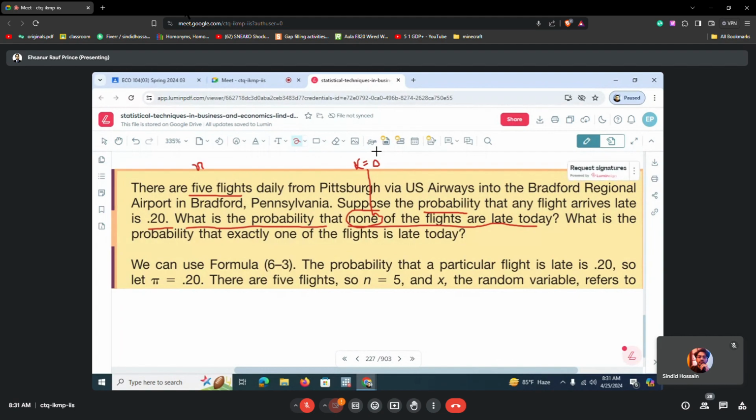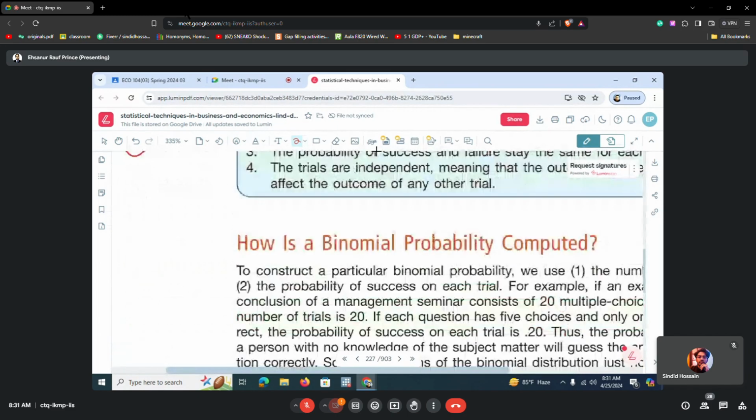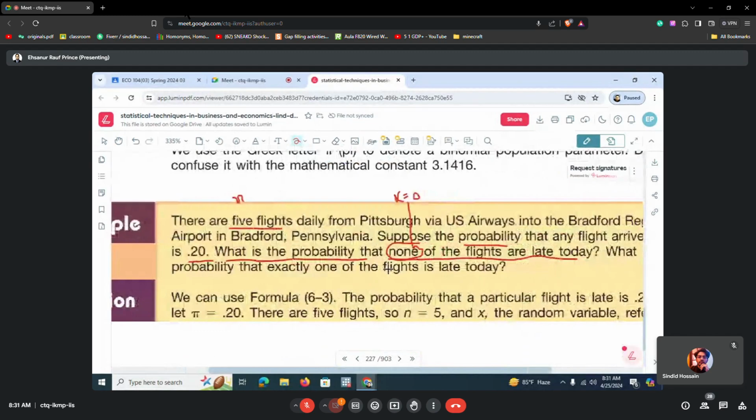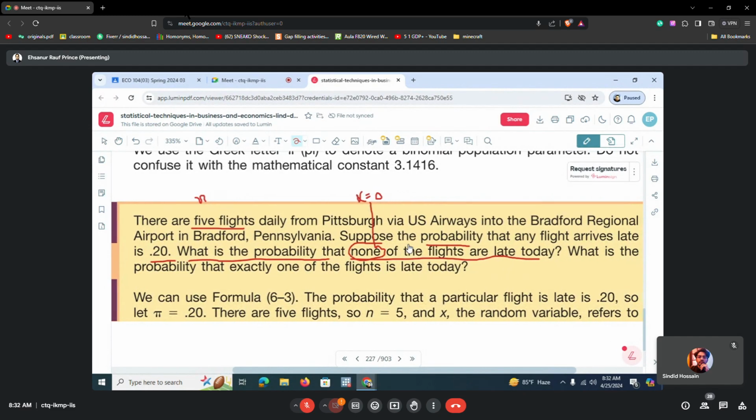Now you might get confused about why this is binomial and not another distribution. I said that after seeing the example we will go back to the properties again. So let's go back to the properties. Outcomes are divided into two groups, success or failure. What is the outcome of this experiment? Either the flight will arrive late or the flight will reach on time. So there are two outcomes: flights arriving late, and flights arriving on time.